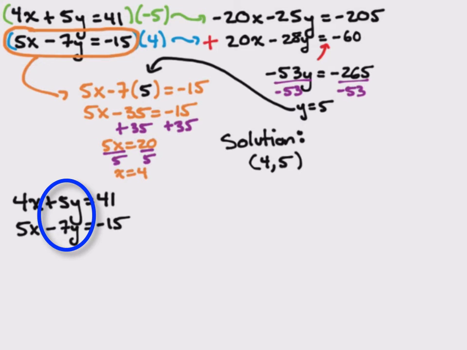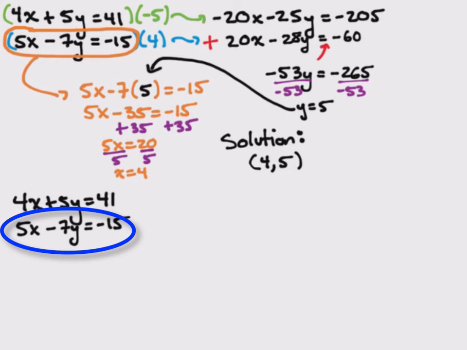Well, I know that 5 and 7 both go into 35, their least common multiple. So if we were to multiply this top equation by 7 and the bottom equation by 5, we'd end up with a positive 35y in our top equation and a negative 35y in our bottom, and we'd be good to go. So let's do just that.